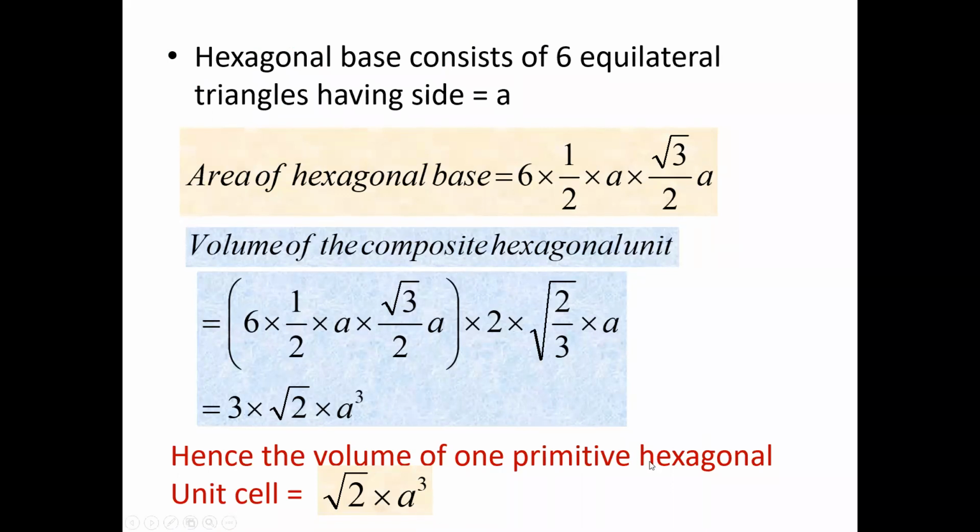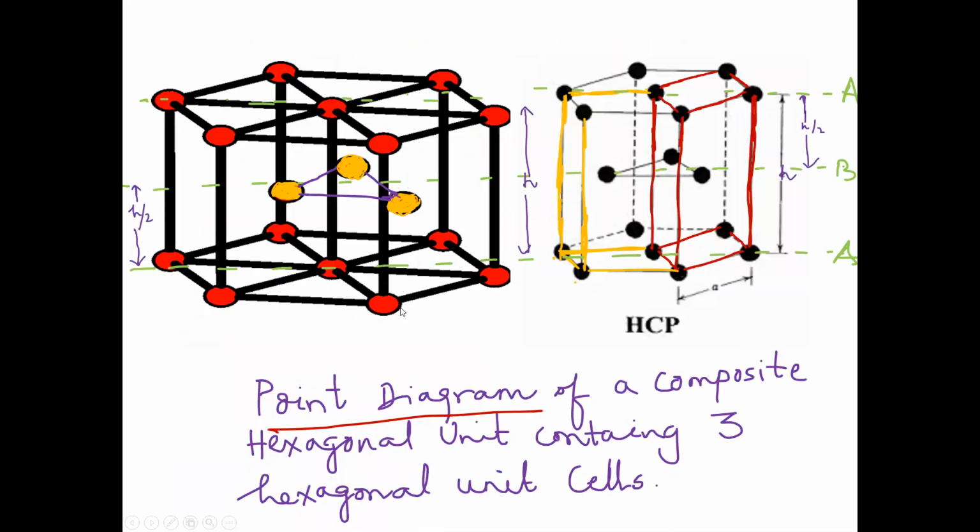Now let us find out, how many equilateral triangles are there in one base. You know how many equilateral triangles are there? 6. This is 1, this is 1, 1, 1. So in one hexagonal base, whether it is top or bottom, there are 6 equilateral triangles.